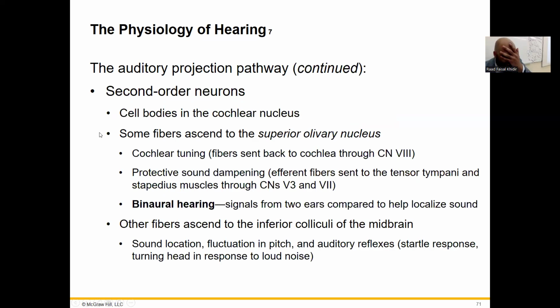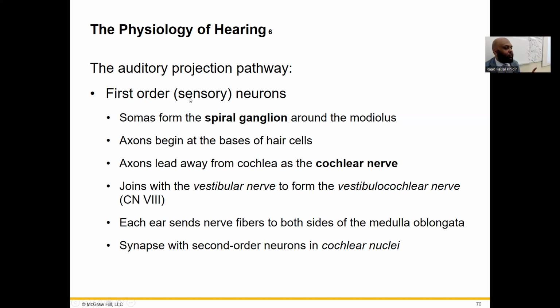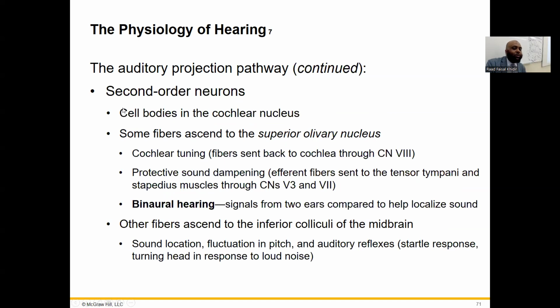Okay, the second order neurons. These are cell bodies in the cochlear nucleus. The first order neurons are immediately from your inner ear, and the axons lead away from the cochlea as the cochlear nerve. They join with the vestibular nerve as the vestibulocochlear nerve, cranial nerve number 8. Each ear sends nerve fibers to both sides of the medulla, and they synapse with second order neurons. The second order neurons are cell bodies in the cochlear nucleus.